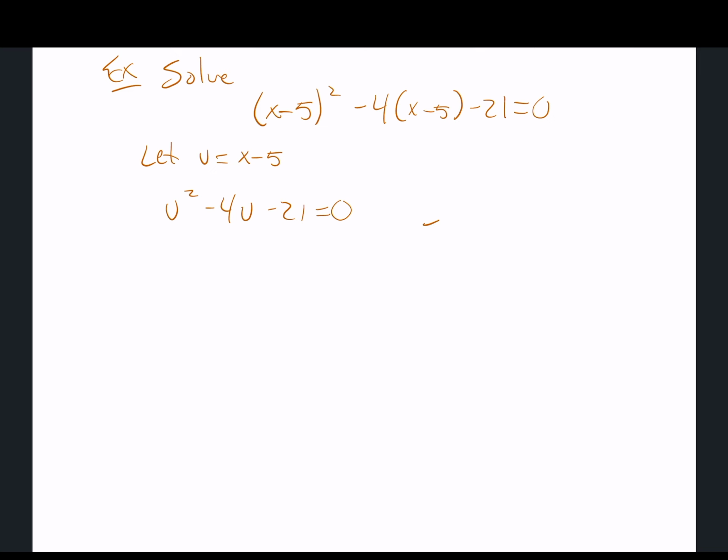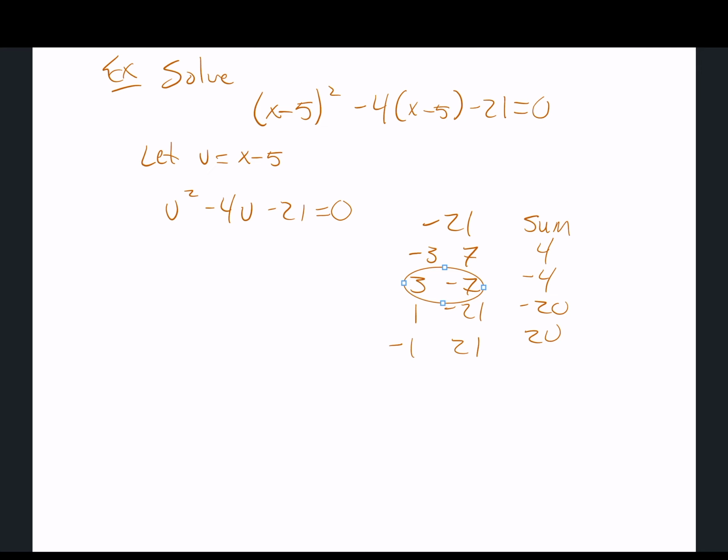So we want to know what the factors of negative 21 are that give us negative 4. So you have negative 3 and 7, 3 and negative 7, 1 and negative 21, negative 1 and 21. So the sums: negative 3 and 7 give us positive 4. 3 and negative 7 give us negative 4. 1 and negative 21 is negative 20. And negative 1 and 21 is 20. So the one that gives us negative 4 is 3 and negative 7.